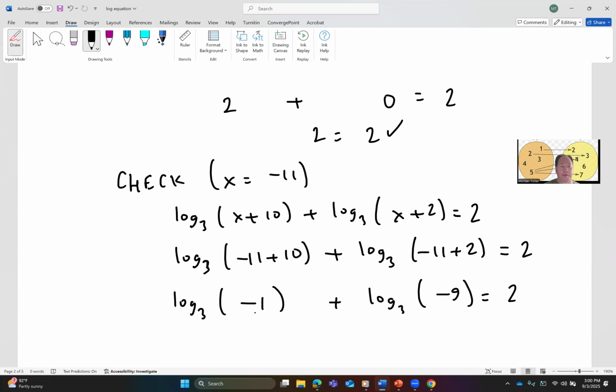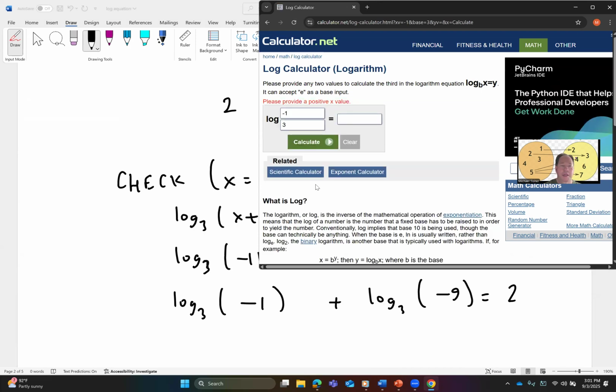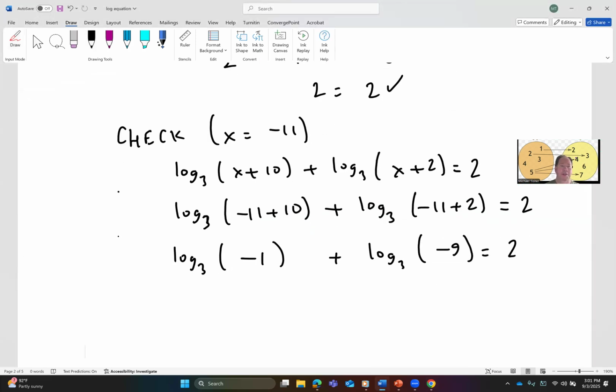And notice we have a log of a negative number, negative 1 and also negative 9. And so we cannot do those. So here we can say that negative 11 is not a solution. And to verify this, we can go back to the calculator and see what it says about log to the base 3 of negative 1. It wants us to provide a positive x value, which means it cannot do it. Okay, so we cannot take the log of a negative number, so we're done. So negative 11 does not check out, and so the only answer is the negative 1.